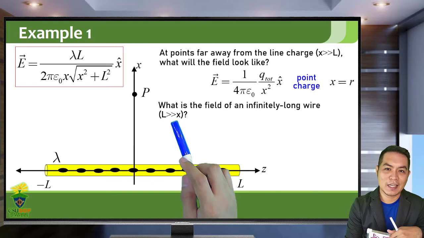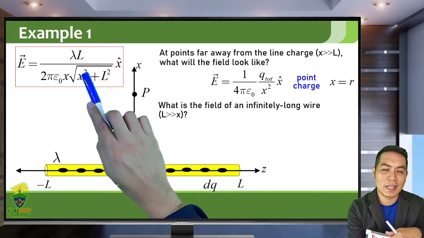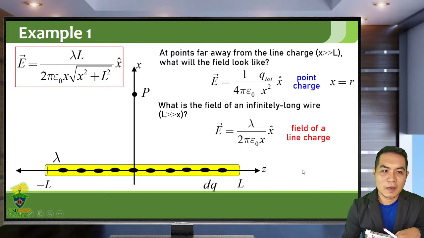So if L is very large, then x is very, very small, then the square root of x squared plus L squared would just be approximately square root of L squared, or L. So there's an L in the numerator and L in the denominator that will cancel out, and you will get this expression: lambda over 2 pi epsilon naught x. So this is the field of a line charge.